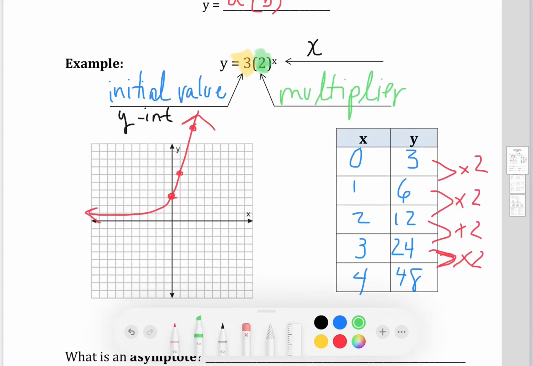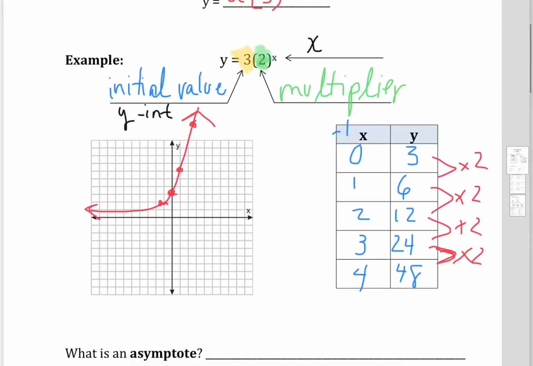If you had plugged in -1, so say that you wanted to know when x is -1, you would do 3 times 2 raised to the -1. 2 to the -1 is 1/2. 1/2 times 3 is 1.5. So when it's -1, it's approximately right there. Okay, so you could put negatives on here if you wanted to. There we go. Okay, so that's what this graph looks like.